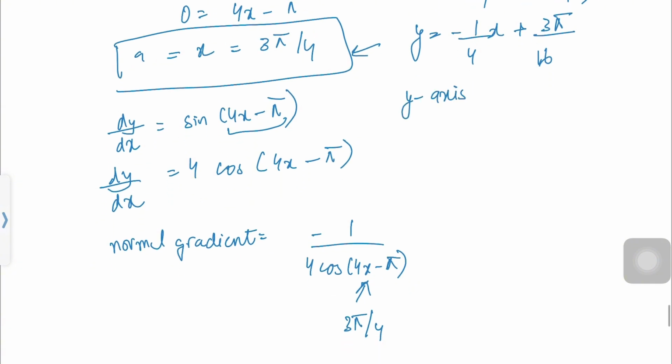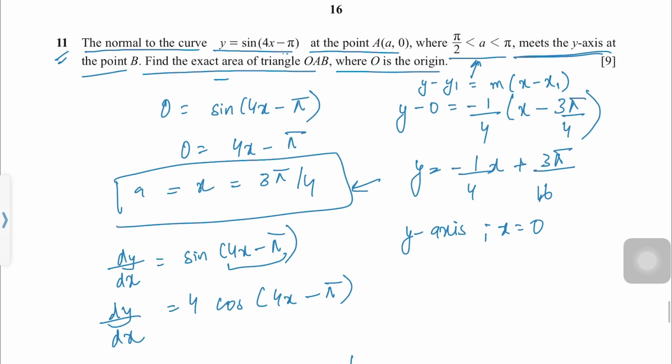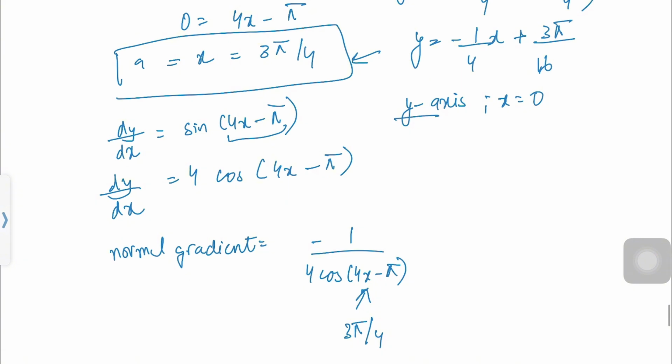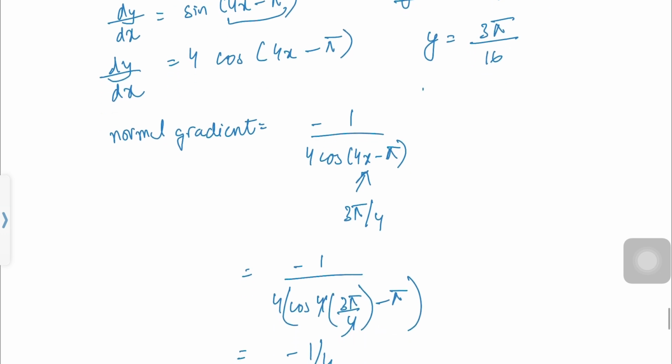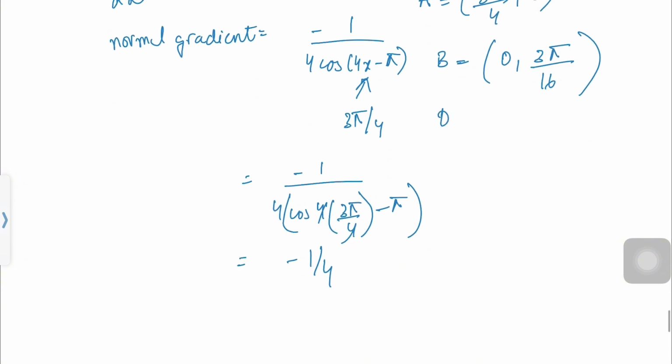Now at the y-axis, x equals 0. Since this normal meets the y-axis at point B, let's plug in x equals 0 here. We get our y as 3 pi by 16. So our coordinates would be A equals 3 pi by 4, comma 0. B would be 0, comma 3 pi by 16. And the origin would be 0, comma 0.